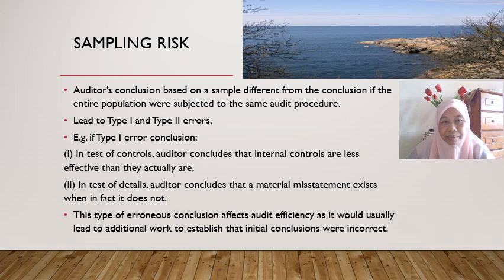Now this sampling risk, type 1 sampling risk, will affect the audit efficiency because the auditor has to carry out additional audit procedures to determine that there are no material misstatements.